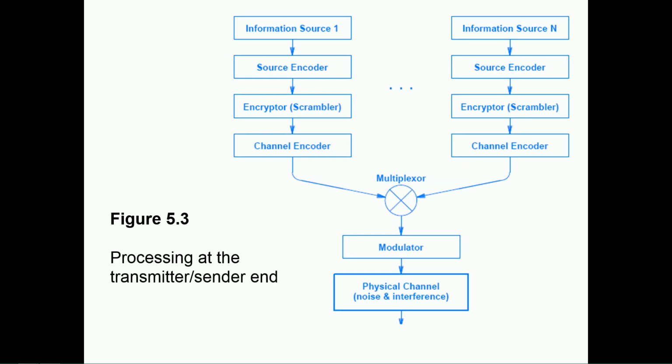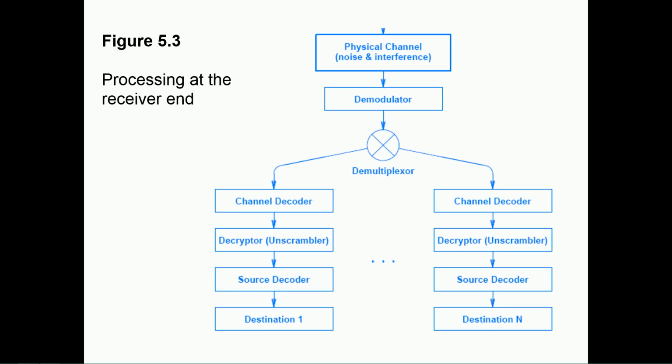If we're talking about just processing at the sender end, that's the top portion. Information, encode, encrypt, multiplexer, modulate, and then it gets pushed out. On the other end, on the receiver end, it comes in on the wire, gets demodulated, and then resent to the individual destinations.